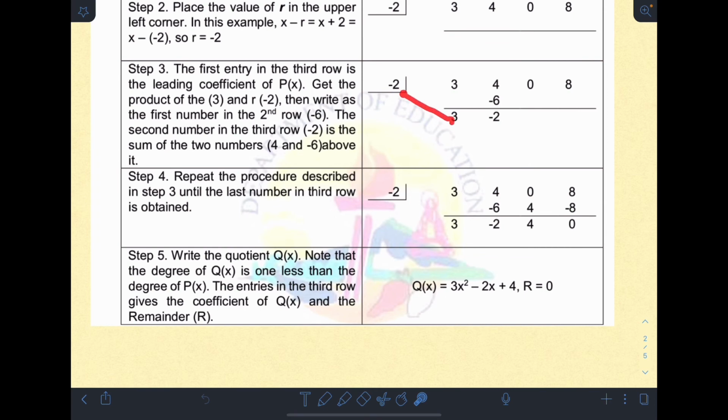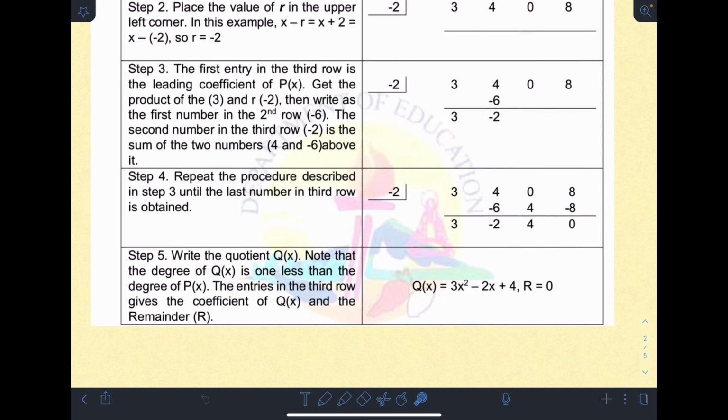And the result of 3 times negative 2, you're going to put it here. You have negative 6. Next step, we are going to combine these two terms in the same column. So you have 4 plus negative 6. Take note of the operation here. When we combine, we add. Okay? So we are adding. So 4 plus negative 6, we have negative 2.